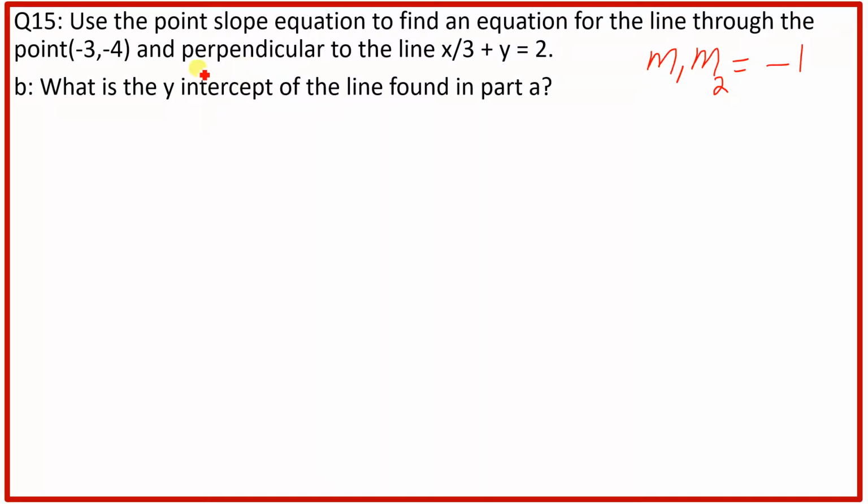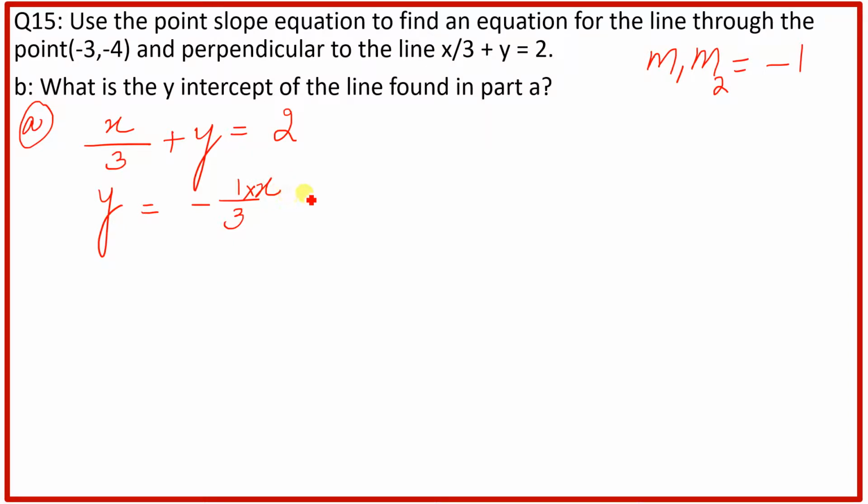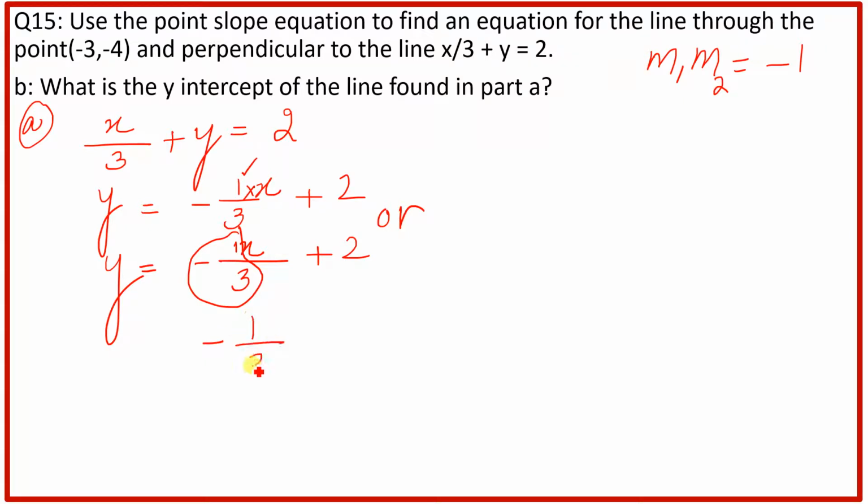So this question has two parts. We will solve one by one. First is A. First we will find out the slope. This is the equation. I can write x over 3 plus y equal to 2, so y equal to, this will go to the right hand side, -1 over 3 into x plus 2. Both are same, do not worry about this one. As I have told you, the coefficient of x, which is equal to -1 over 3, is the slope of this equation.